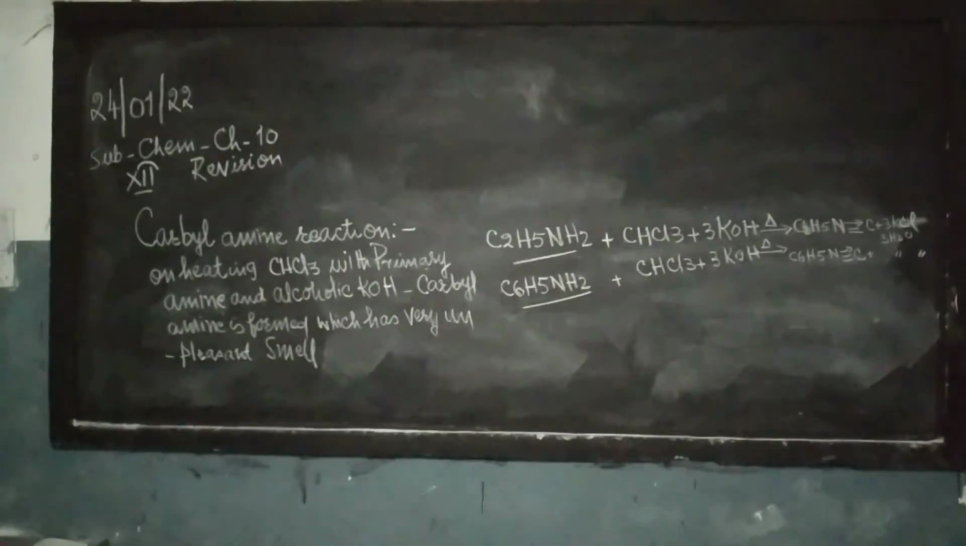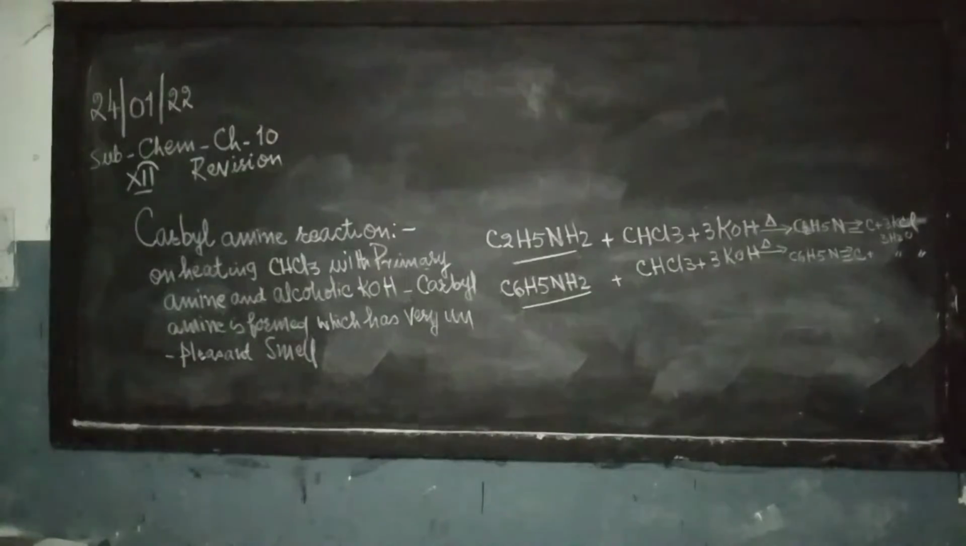The second reaction which we learned, carbylamine reaction. In this reaction, on heating chloroform with primary amine and alcoholic KOH, carbylamine is formed, which has a very unpleasant smell. And here, what is the formula of chloroform? CHCl3. What is the formula of primary amine? It may be aliphatic or it may be aromatic.